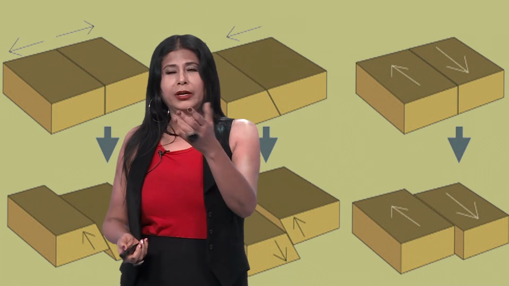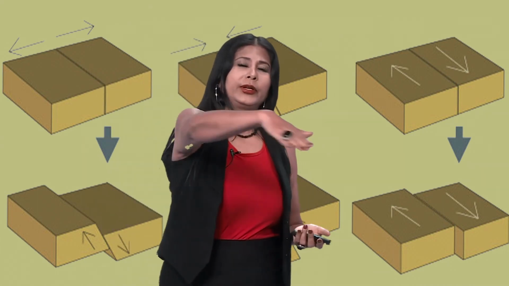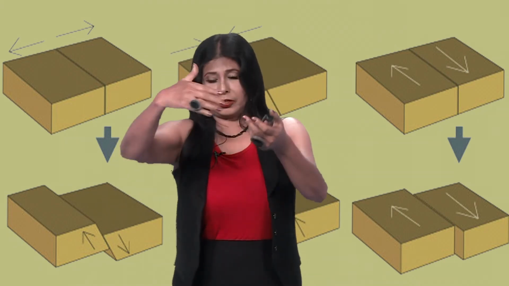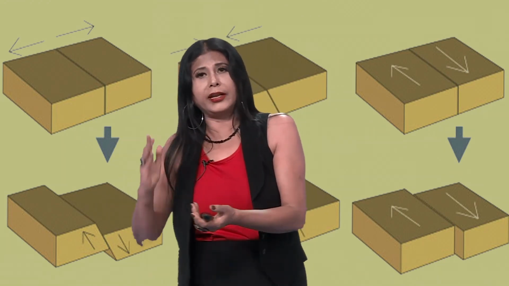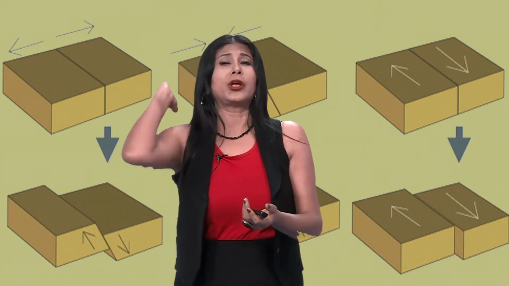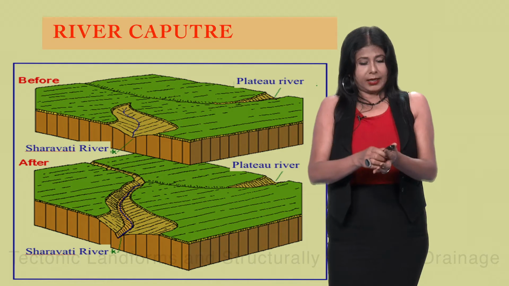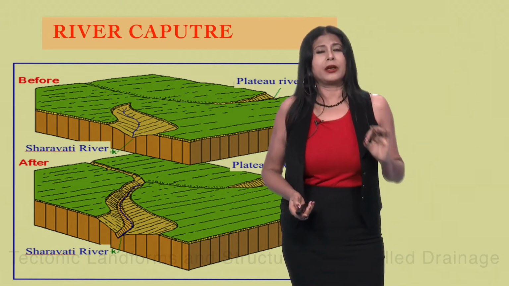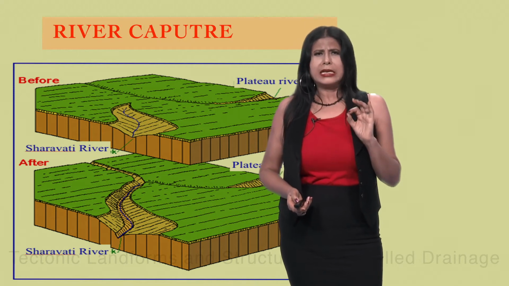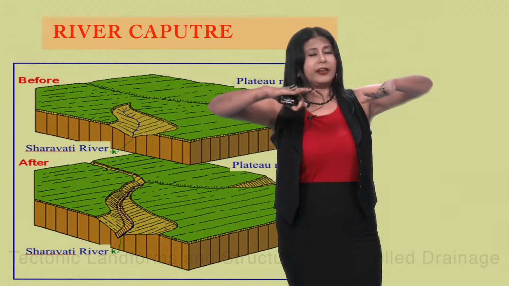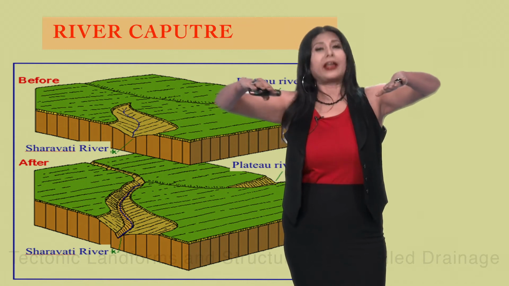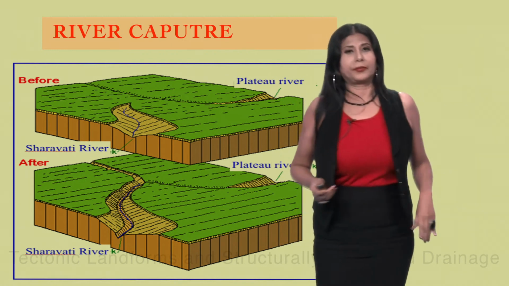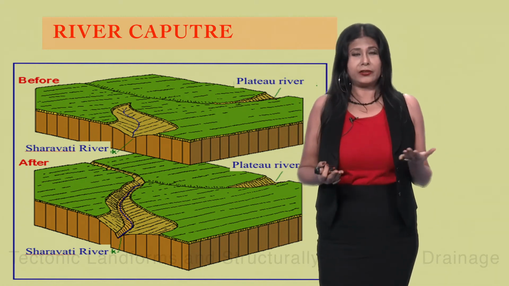A river going straight, again 90 degrees, going straight, again 90 degrees, because the joint and fault lines are already there. So the river will start following those weak lines. These are all structurally controlled. River capture or stream piracy: sometimes rivers are flowing in two different directions, but one of them is flowing faster than the other. So the diagram is self-explanatory.